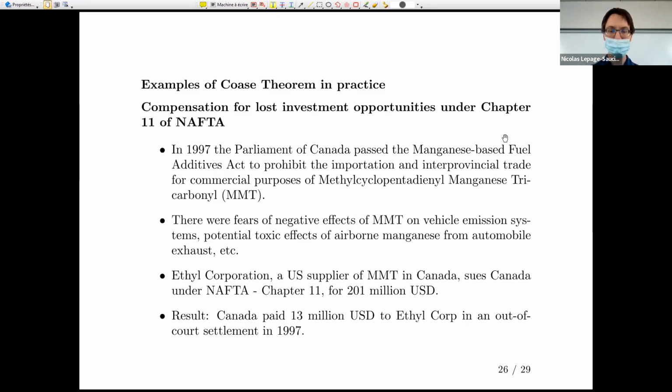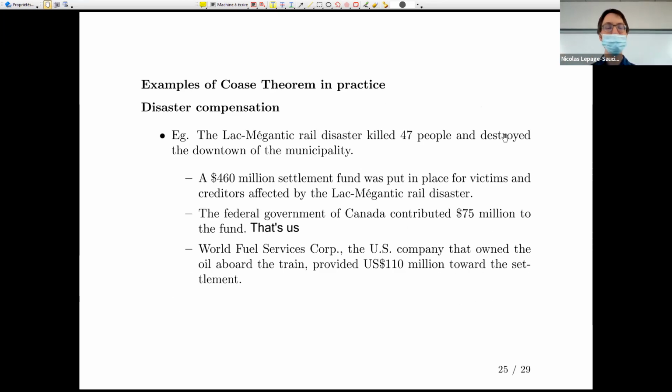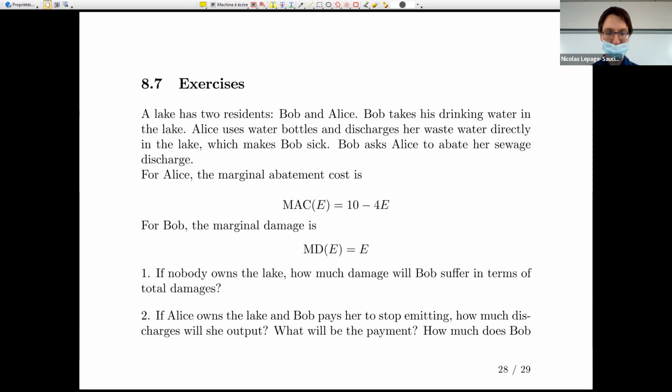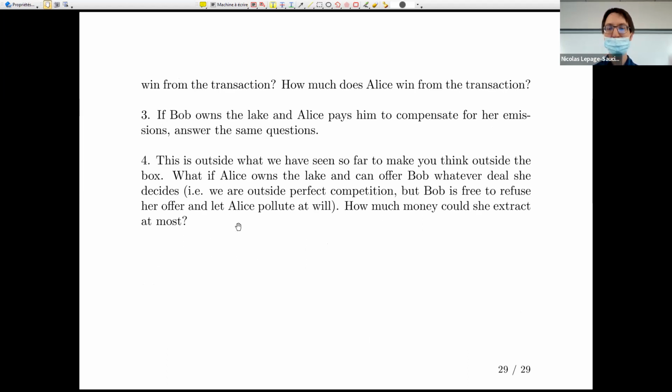So you see that this is by no means just some theorem that exists out there. It has a lot of real life application, both for the pollutee that owns the right, and the polluter that owns the right. Oh yeah, so I have some exercises here with our favorite friends, Bob and Alice. Alice again is the not nice person that pollutes, and Bob wants her to not pollute. All of these exercises, I invite you to do them.